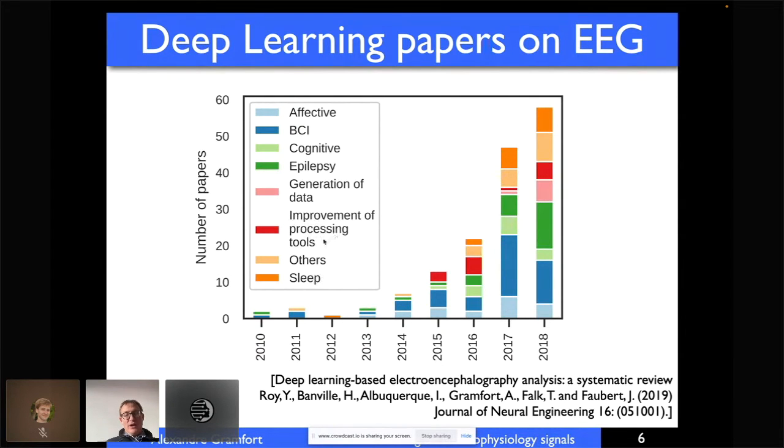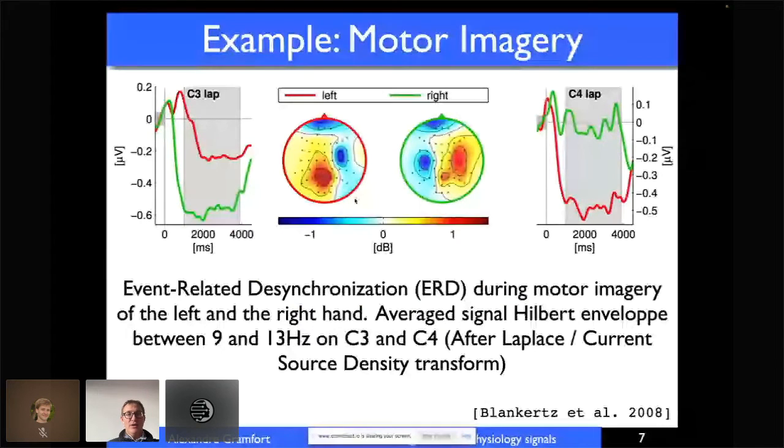An example of a fairly old, but for me very significant, example of decoding or classification of states using EEG. This is an example of so-called motor imagery. So you ask people to think about moving their left hand or their right hand without actually moving it. And here we're looking at so-called event-related desynchronization. So this is how the power in the signal, typically here between 9 and 13 hertz.